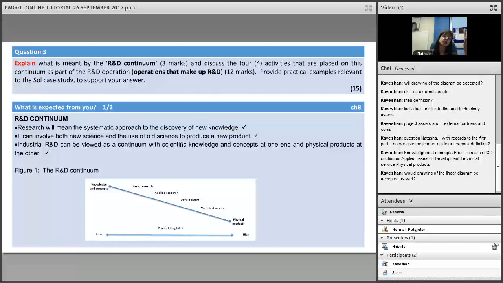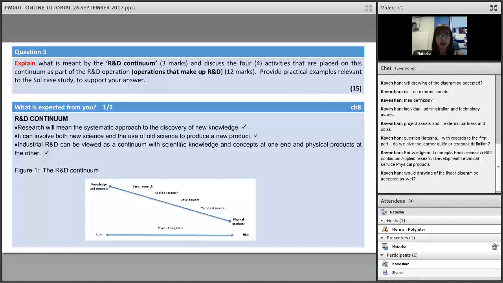Remember, when we have a continuum, it is one end versus another. So you need to say that we have the knowledge and concepts at one end and physical product at another. And this is what the continuum looks like. This is also in your textbook. It is not required for you to draw a diagram. You're not going to get extra marks for it. So you just say what is on the continuum. The operational part that you need to discuss has 4 activities. These 4 activities are basic research, applied research, development, and technical service.